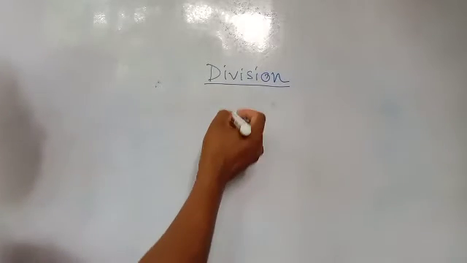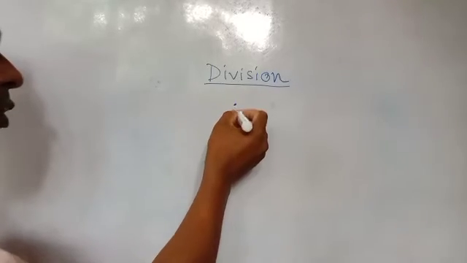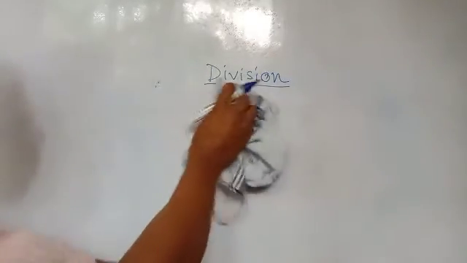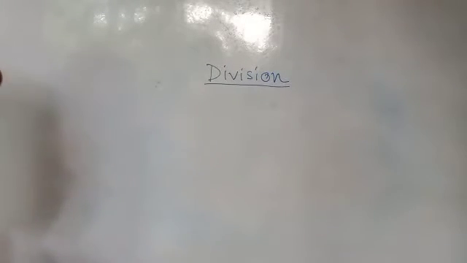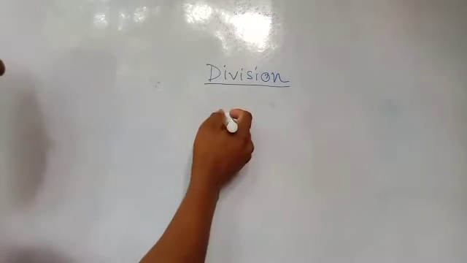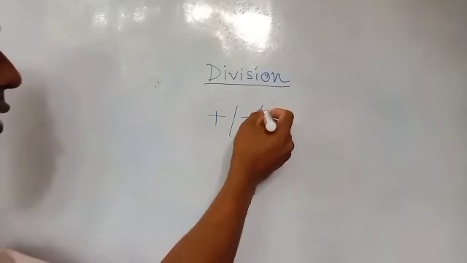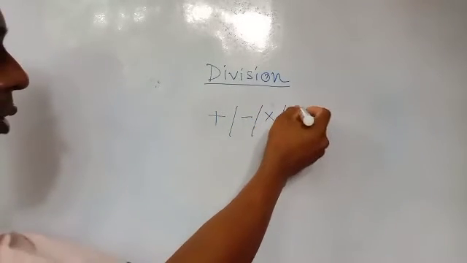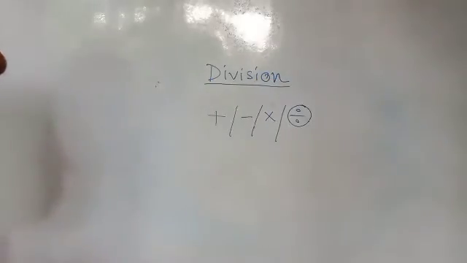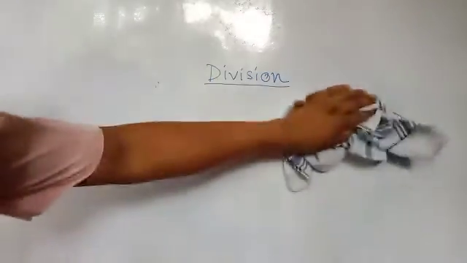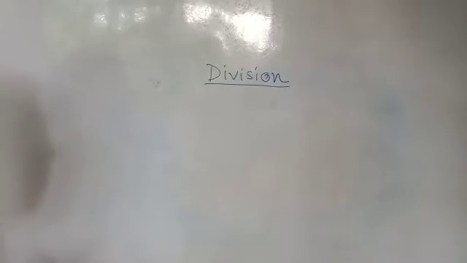Now first of all, in case of division we have the symbol of division. This is the symbol of division. So we have four fundamental operation symbols: addition, subtraction, multiplication and division. So this symbol we will use now. Now first let me show one division.